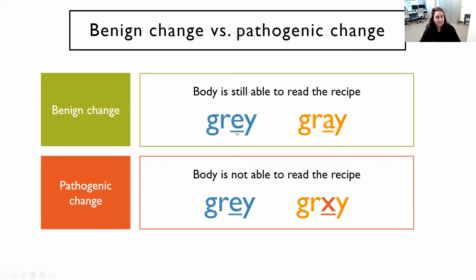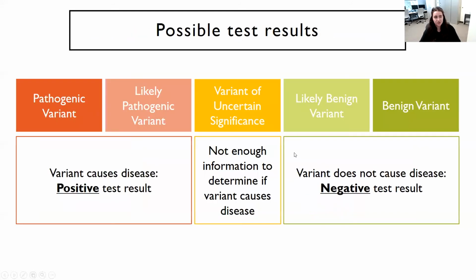I like to give the example, in English, we can spell the word gray with either an E or an A. So that change doesn't impact how you read this word. But if I substitute it with a different letter, like an X, you wouldn't be able to read this word. So if this was part of the recipe for something you're making, you wouldn't be able to say what comes next and follow the next step in the recipe. So if a change impacts how the body's able to read the recipe, we call that a pathogenic change. And if it doesn't impact, we call it a benign change.